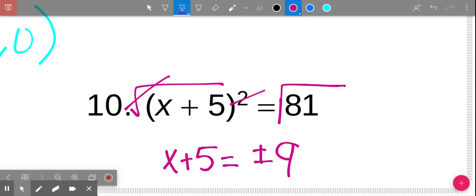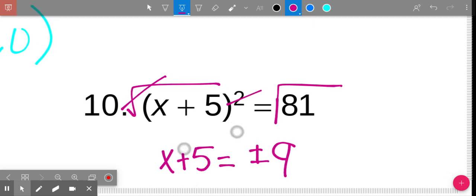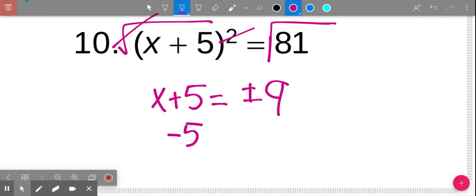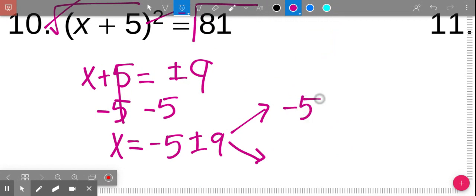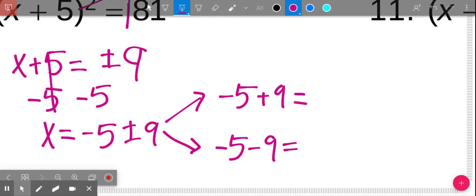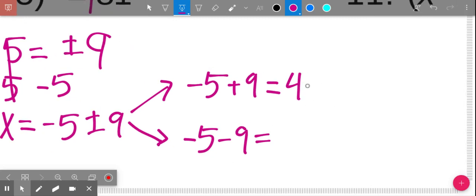Now from here, we got to get rid of that plus 5. So we're going to subtract the 5 over. That'll cancel, and we'll have x is equal to negative 5 plus or minus 9. Now, remember, this is where we can break it up into our 2 separate problems. So I'll have negative 5 plus 9, and then negative 5 minus 9. Well, negative 5 plus 9 gives me 4 for a solution of (4, 0). And then negative 5 minus 9 gives me negative 14 for a solution of (-14, 0).